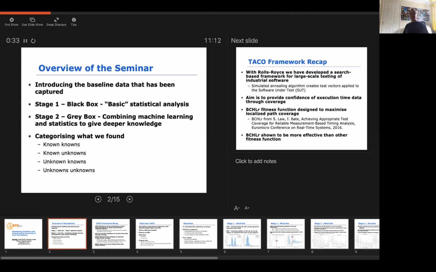So a basic overview of the seminar is I'm going to introduce the baseline data that's being used for the assessment. I'm going to talk about the analysis that we did on that data in a number of stages. The first one being a black box basic statistical analysis of the data, and then a grey box analysis of the data where we looked inside the software and did a more detailed analysis than the black box would afford. This was done with a combination of machine learning and statistics to give us a deeper knowledge. And then finally, I'll wrap the talk up with characterising what we found out about the data and the software using the notions of known knowns, known unknowns, unknown unknowns, and unknown unknowns.